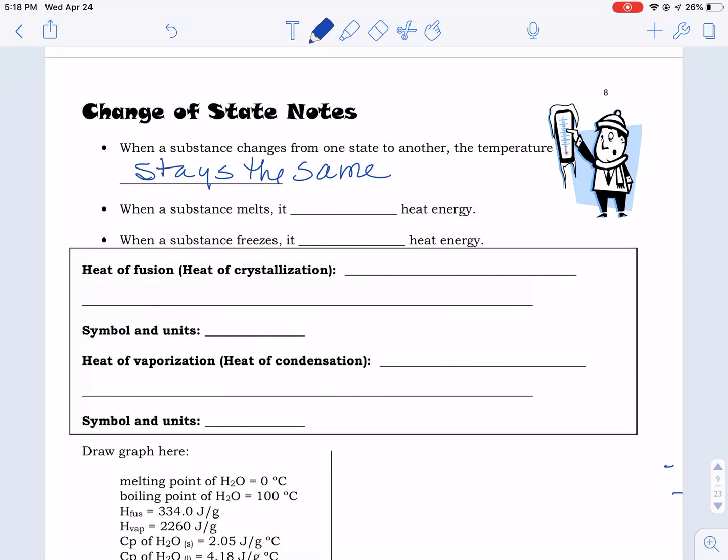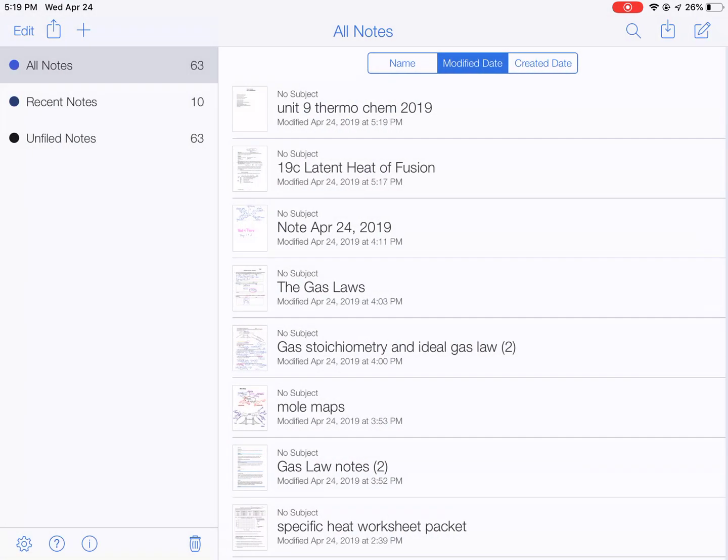If a substance melts, it absorbs heat energy, and that makes sense because you're going to put energy in to get those particles to come apart. When a substance freezes, it gives off or releases heat energy. And that also makes sense. If the particles are going to slow down and become a solid, they've got to lose some of that energy.